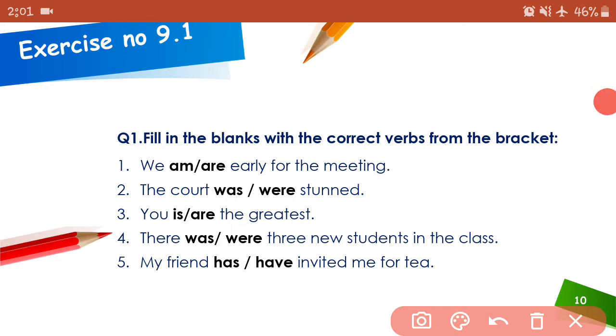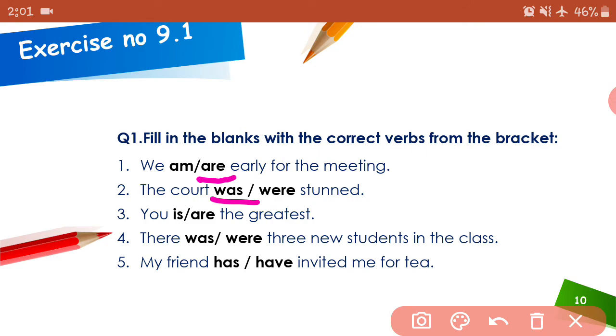We am or are early for the meeting. Now, which verb is correct here? We are early for the meeting. When it comes to the pronoun we, it is used for many people. Therefore, we will use are. Question number 2. The coat was or were stained? The coat was stained.